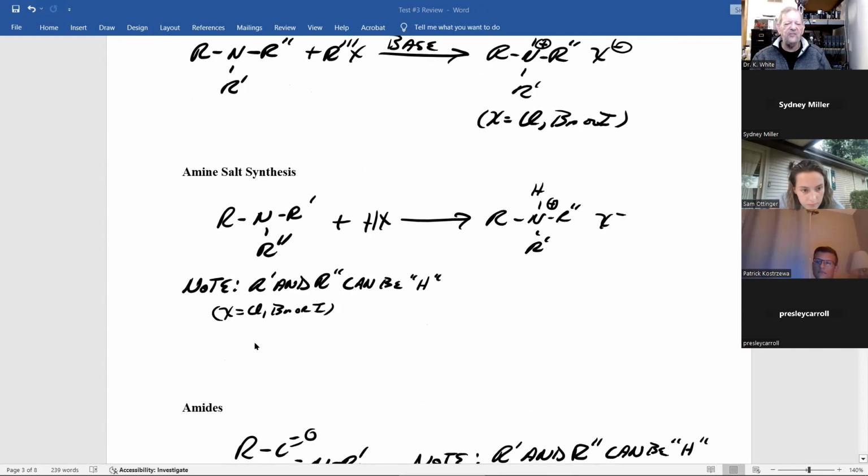All right, now amines are bases. And if you react them with an acid, you get a proton transfer. So if you take an amine, primary, secondary, tertiary, remember R prime and R double prime can be H, you'll form this amine salt. And this is an important reaction because that's how we make certain chemicals called medicine water soluble in your stomach and your blood.